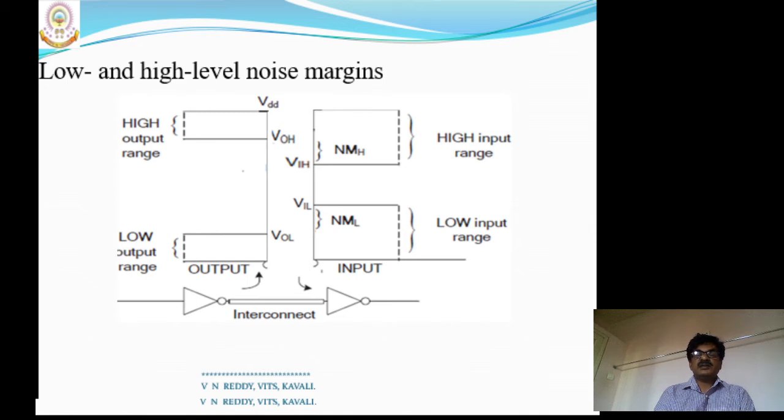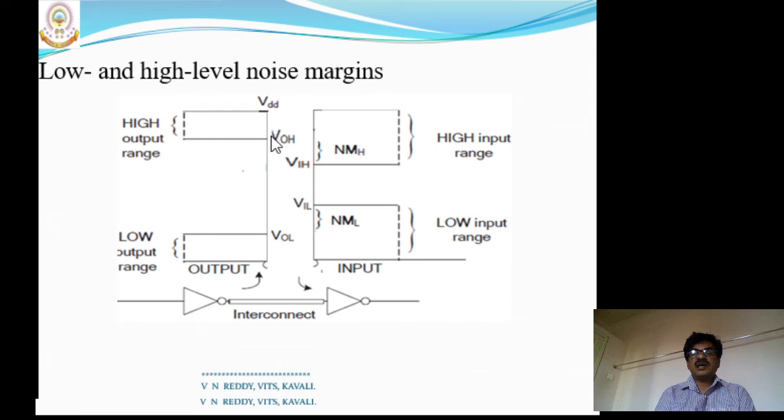So to derive the expressions for the high and low level noise margins, here is one diagram representing in the slide. There are two inverters here. The output of one inverter acts as an input for the other inverter. With reference to the first inverter, the diagram represents the voltage values with reference to logical high and with reference to logical low.